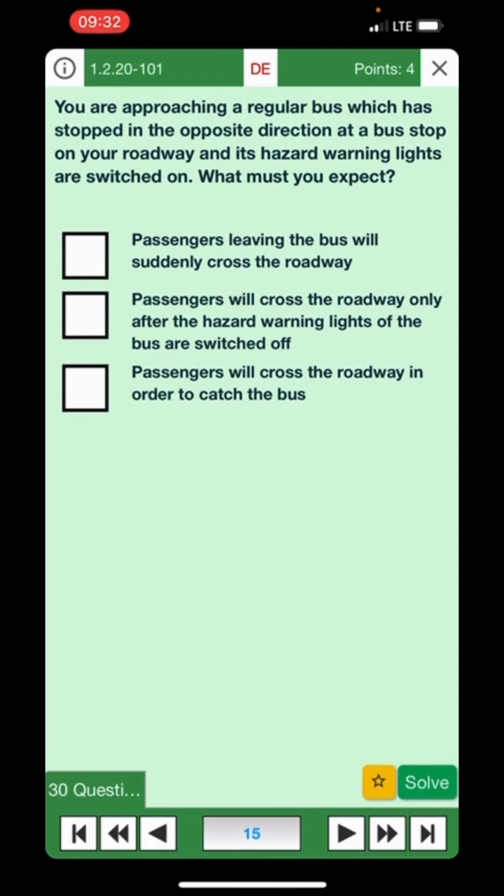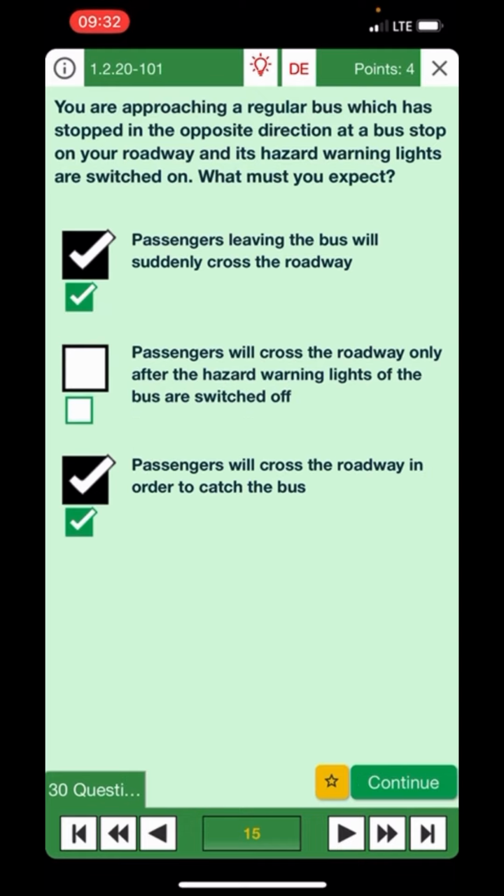You are approaching a regular bus which has stopped in the opposite direction at a bus stop on your roadway and its hazard warning lights are switched on. What must you expect? Passengers leaving the bus will suddenly cross the roadway. Yes. Passengers will cross the roadway only after the hazard warning lights of the bus are switched off. No. Not all passengers are very intelligent. Passengers will cross the roadway in order to catch the bus. You should expect this as well. Solve. Okay.